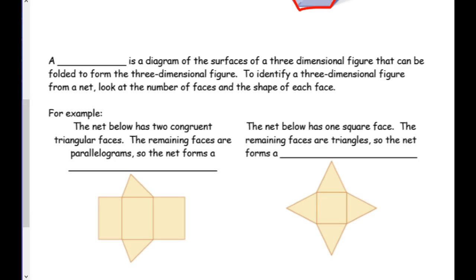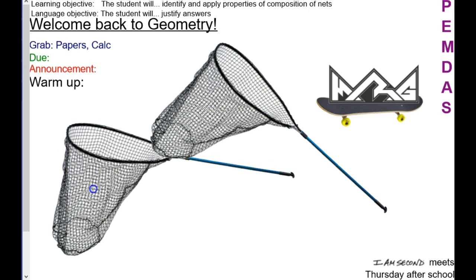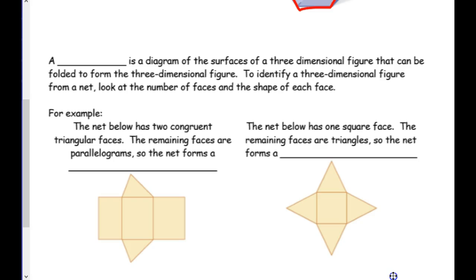It says a blank is a diagram. So, remember that word we were talking about earlier? All right. We're going to use that now. A net. Let's write that word down. A net. And Miss Marrero was talking about that test you might want to take one day. You're going to see these nets. It's a diagram of the surfaces of a 3-dimensional figure that can be folded to form a 3-dimensional figure.